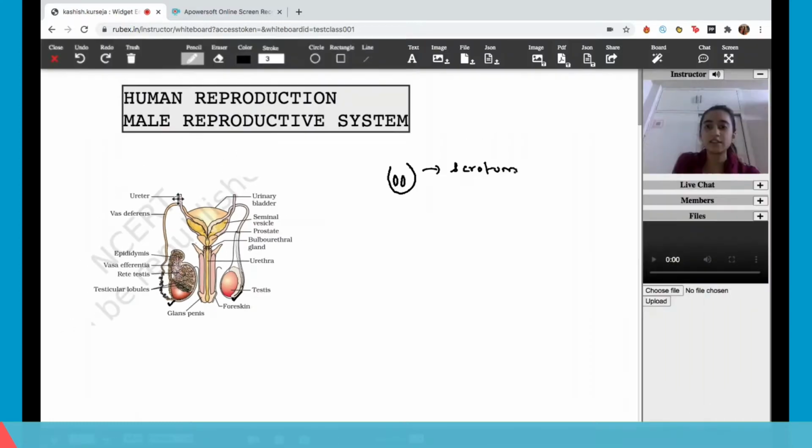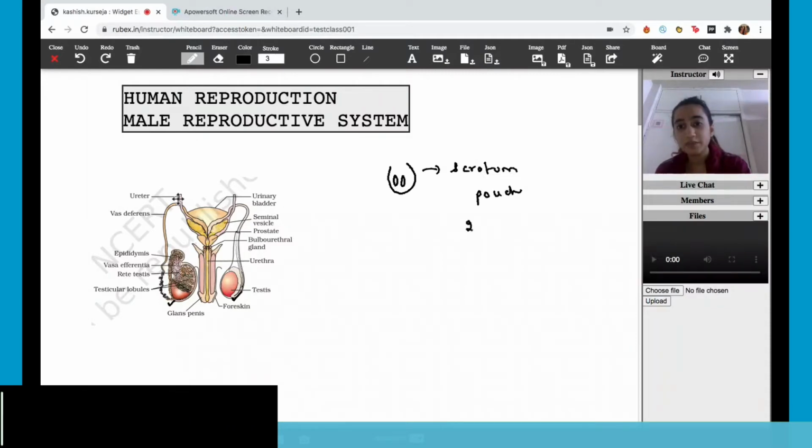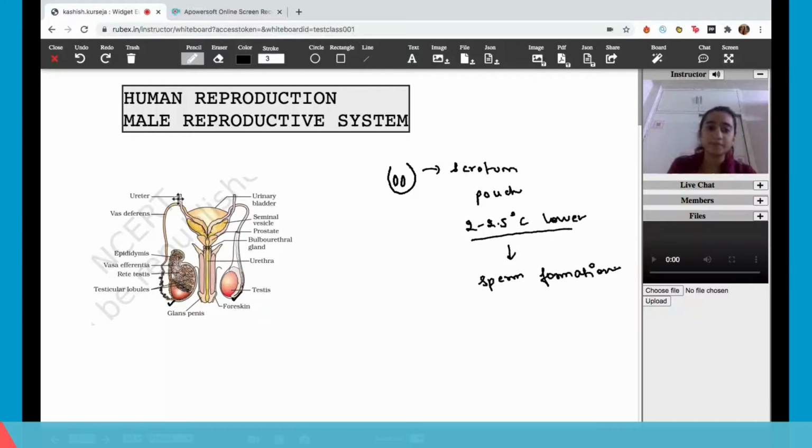Now, why are these testes located inside the scrotum and why are they not present inside the regular body of the males? This scrotum serves like a pouch for the testes, and it provides a temperature 2 to 2.5 degrees Celsius lower than the normal body temperature. This low temperature is very important for sperm formation. Sperms, which are the male gametes, require a lower temperature for their formation, and that is why testes are located outside in a pouch called the scrotum.